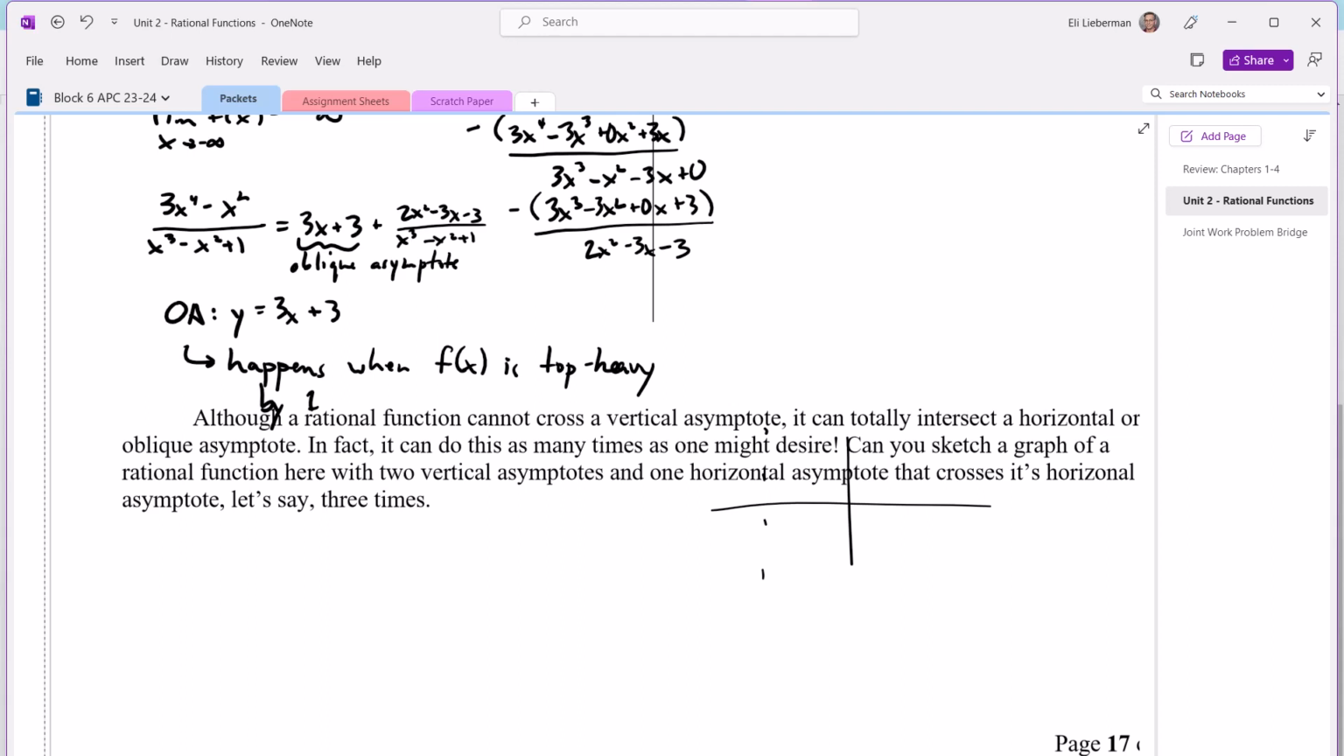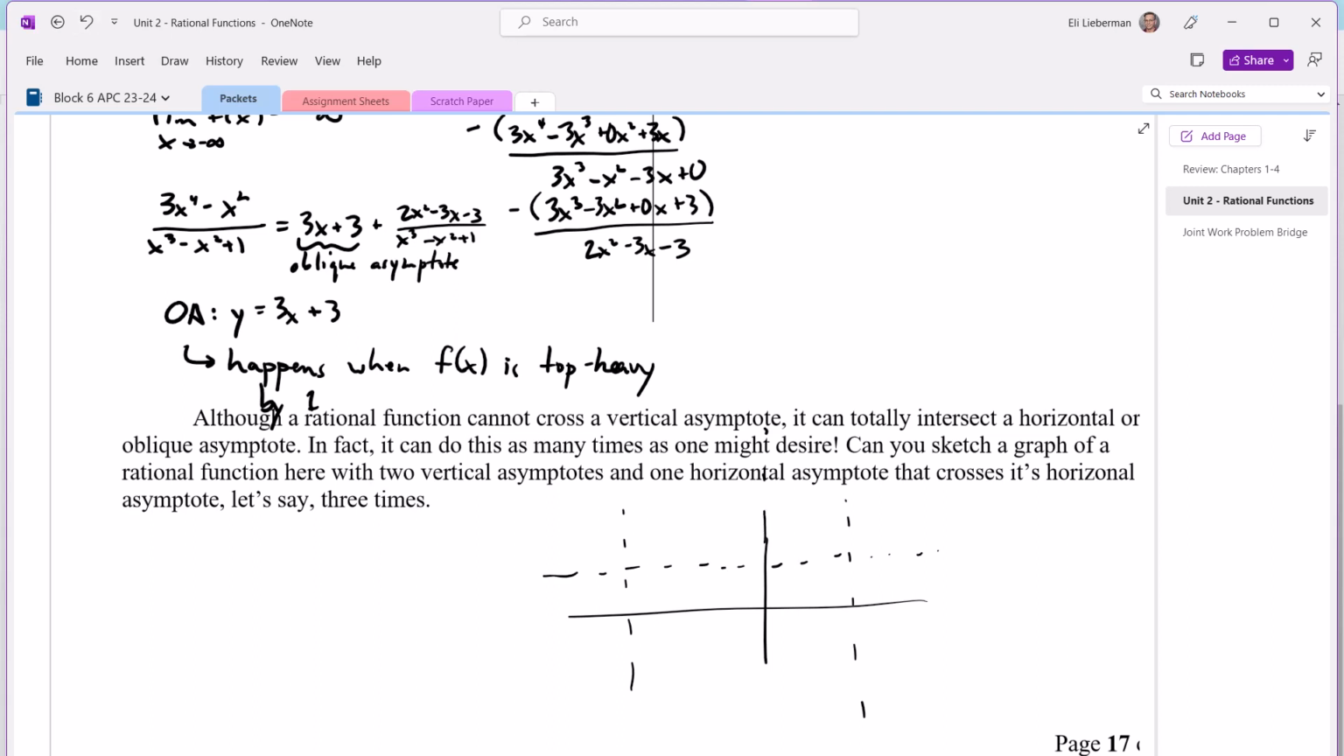But just as an exercise, it's a graph of a rational function with 2 vertical asymptotes and 1 horizontal asymptote that crosses its horizontal asymptote 3 times. So let's start this together. We'll have 1 vertical asymptote there, 1 here. You want a positive or negative horizontal asymptote? You guys are such nice people. Okay.